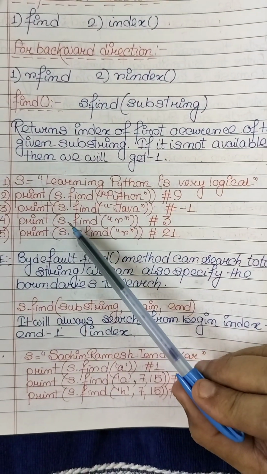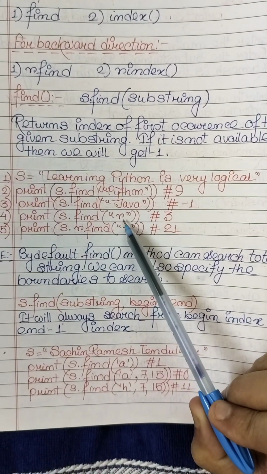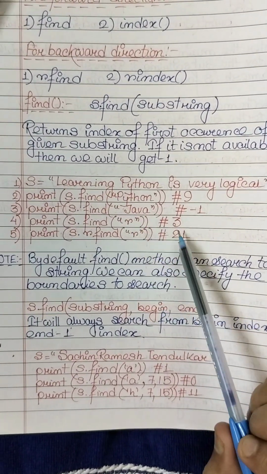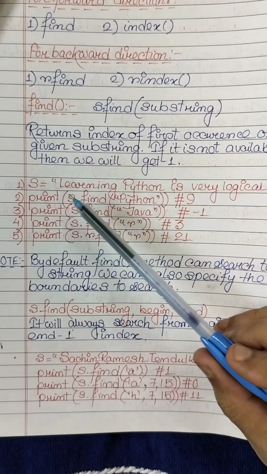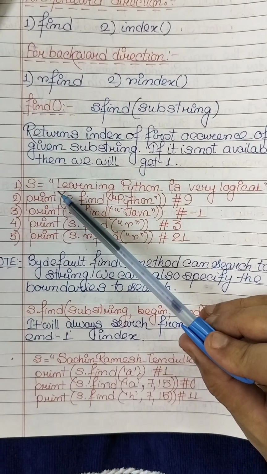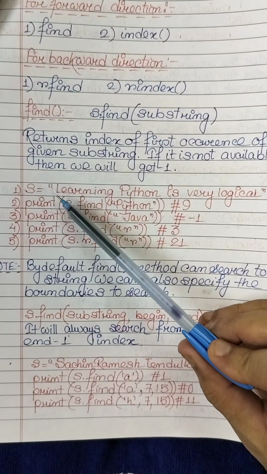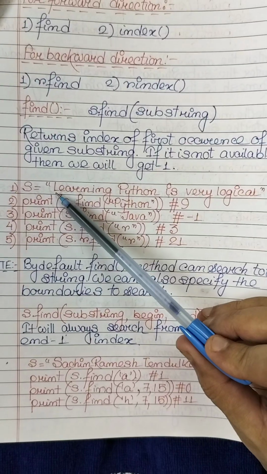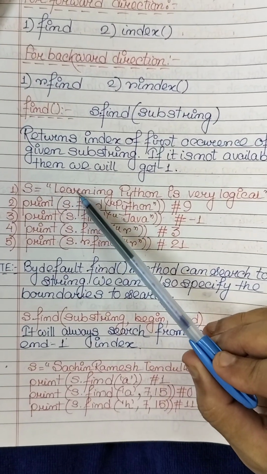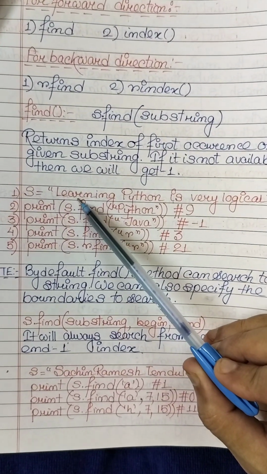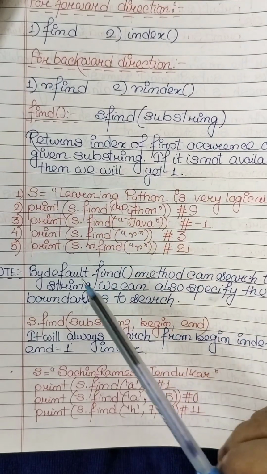Print s dot find r, and the answer will be 3. Why? If you count from the first of the string, then we will get 0, 1, 2, 3. In the 3 position, we will get r.